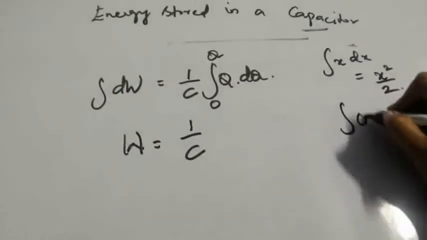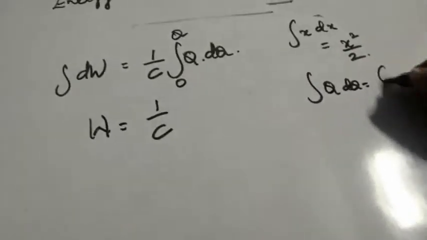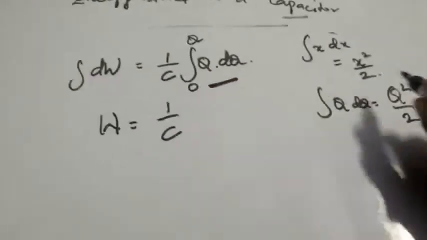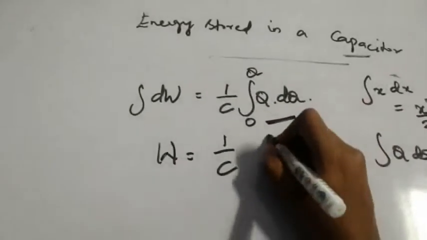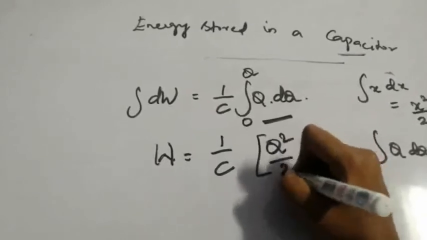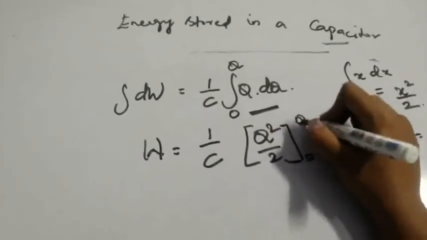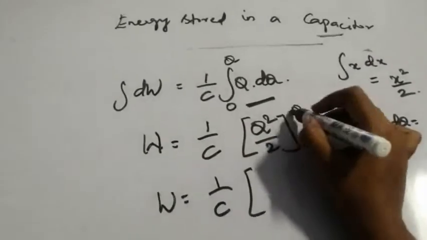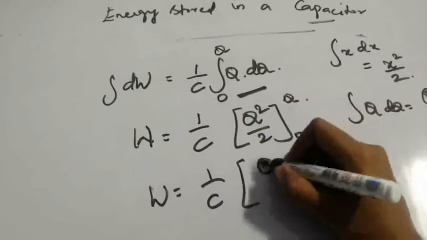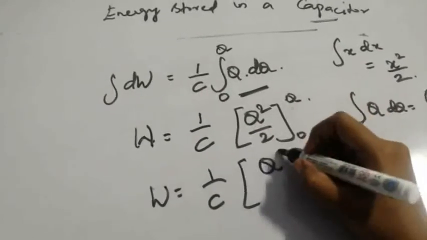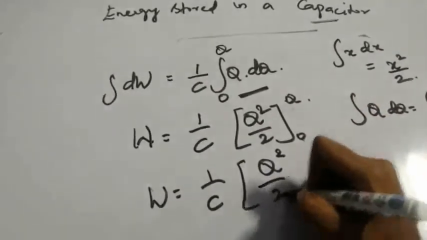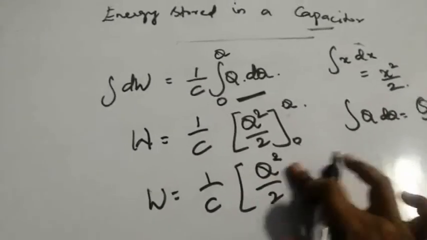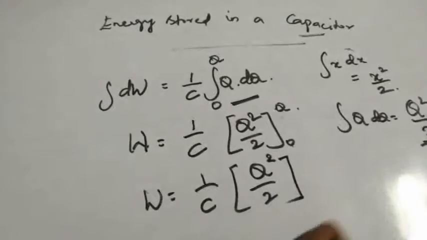Similarly, integration of q into dq is q square by 2. So this value is q square by 2, with limits 0 to q, and W is equal to 1 by C times upper limit minus lower limit. For the upper limit it is the same q, so it is q square. Lower limit is 0, so simply 0. Anything minus 0 is simply the term, q square by 2.